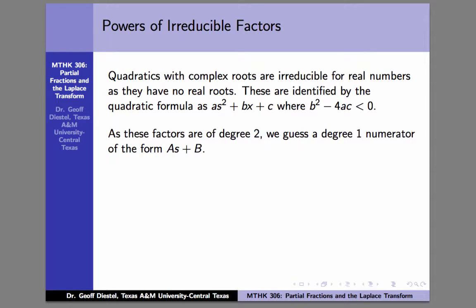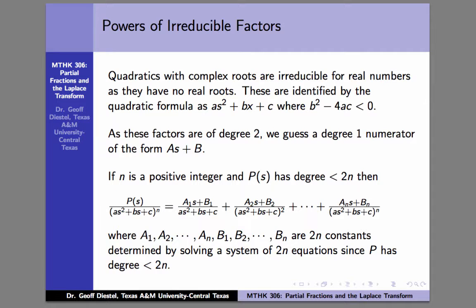For these, because they're a second degree polynomial, we have to introduce a first degree polynomial in the numerator. And we deal with powers in the same manner as we did before. We're going to have some polynomial in the numerator which is smaller than the denominator. If I have a quadratic raised to a power n, then this degree has to be less than 2n, because the quadratic to an nth power is a 2n degree polynomial.